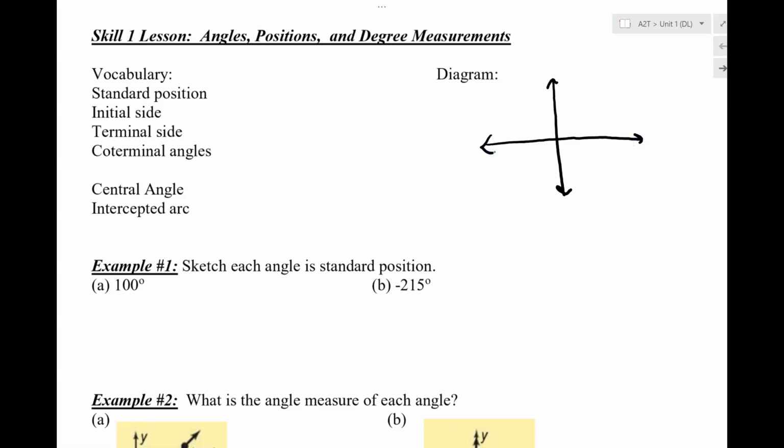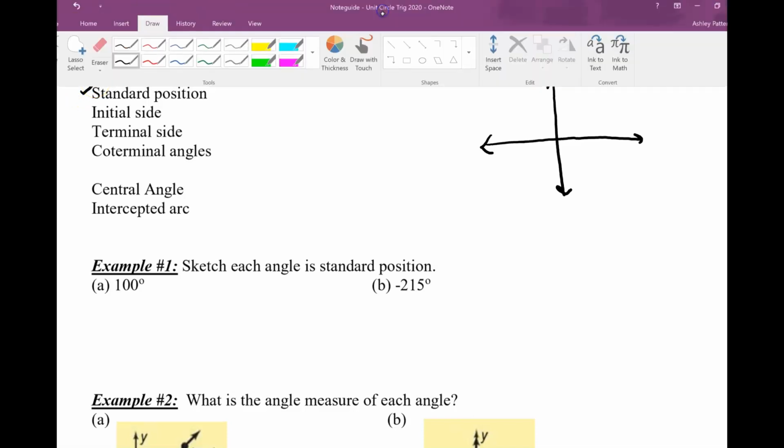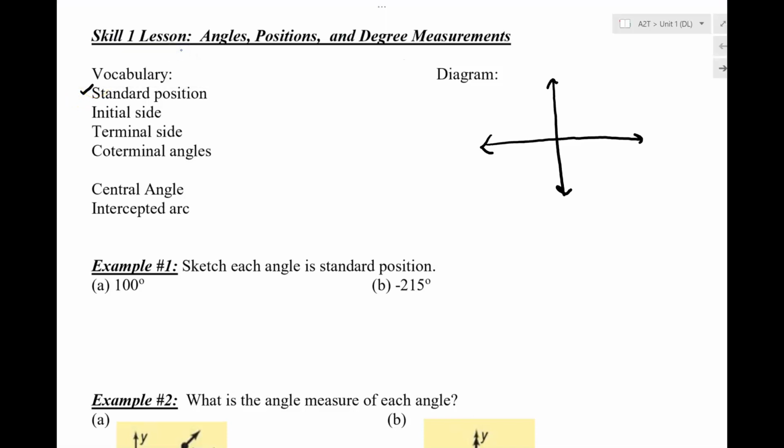Now, if we have an angle that's in standard position, what that means is the rotation is about the origin, and the vertex of this angle is at the origin. So I'm going to have a ray on my x-axis, and let's say that I rotate into the second quadrant. I'm rotating in this direction. That's going to be an angle in standard position.